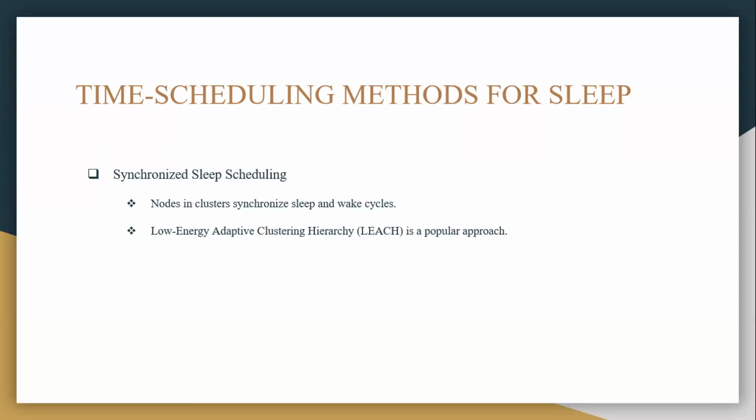The low-energy adaptive clustering hierarchy, known as LEACH, dynamically selects cluster heads and rotates their roles, reducing energy consumption spikes and improving resource utilization. This method has been successfully applied in forest fire detection scenarios, effectively extending the network lifespan.